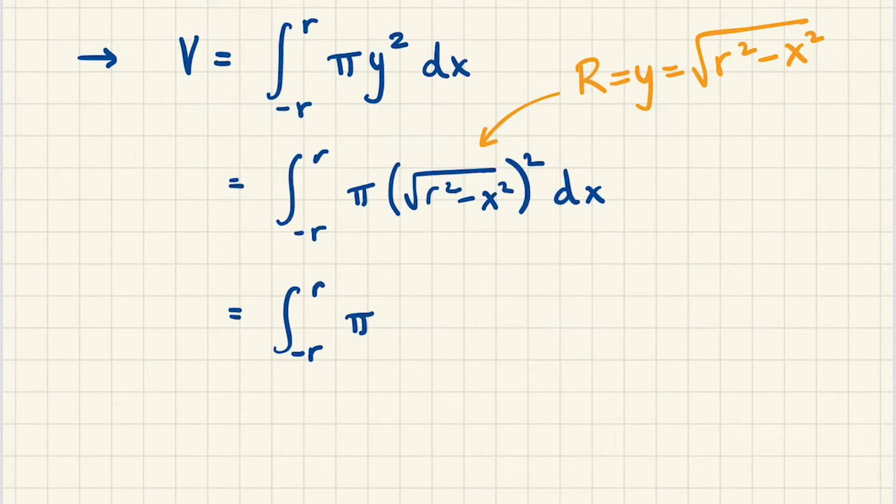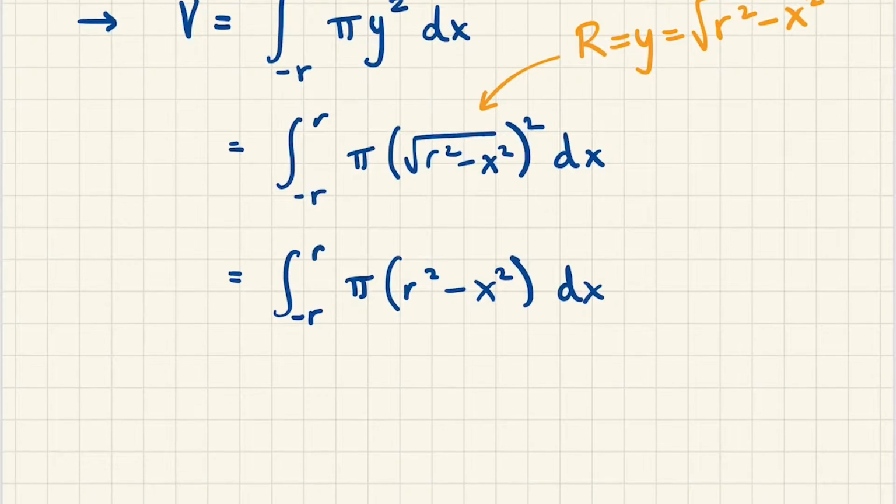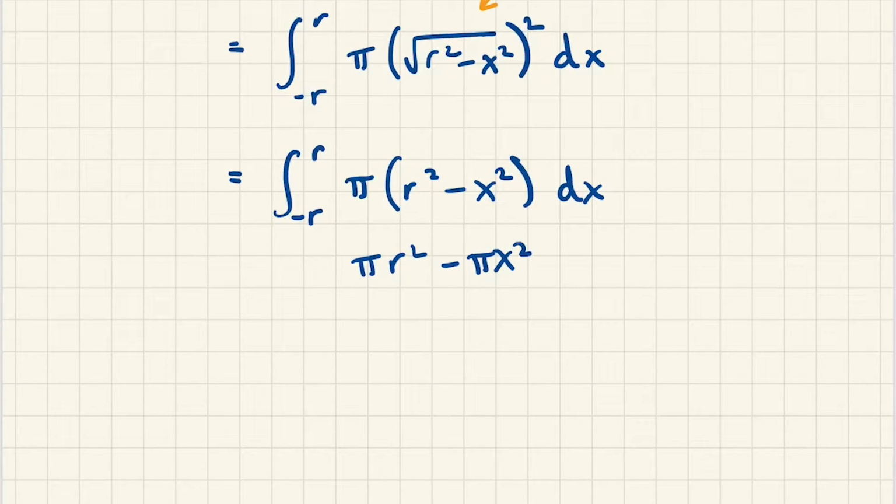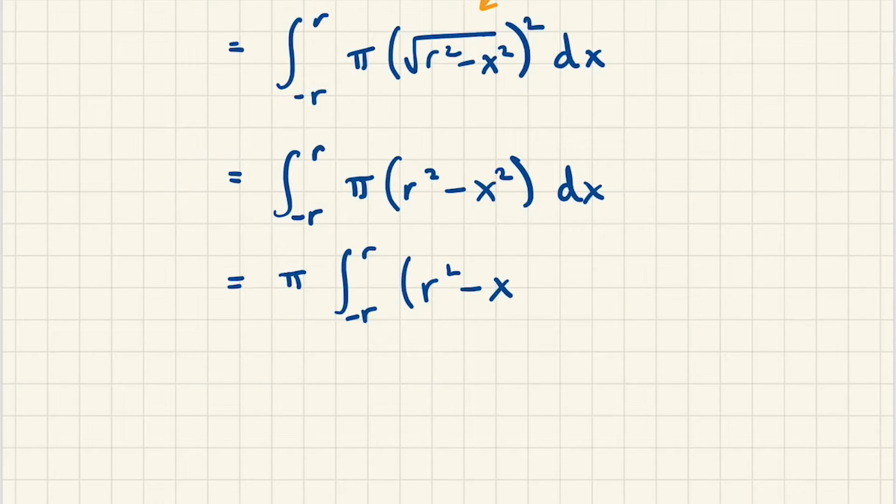Well, we're squaring a square root, so that cancels the square root. And we can either distribute the pi, giving us pi r squared minus pi x squared, or you can factor the pi completely out. Let's just do that. So this is pi, the integral from negative r to positive r of r squared minus x squared.